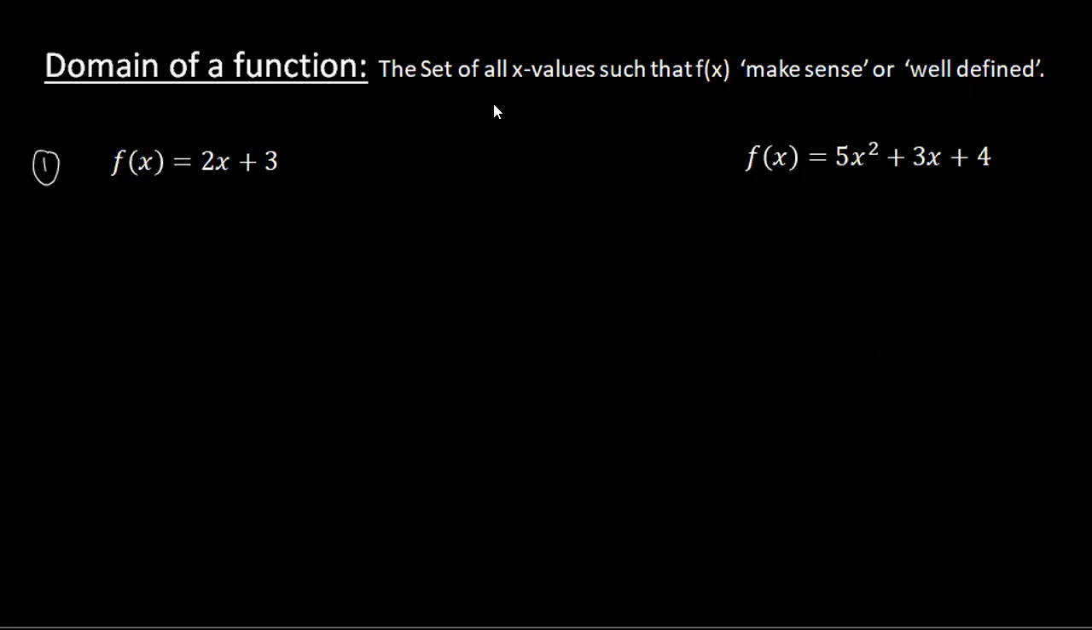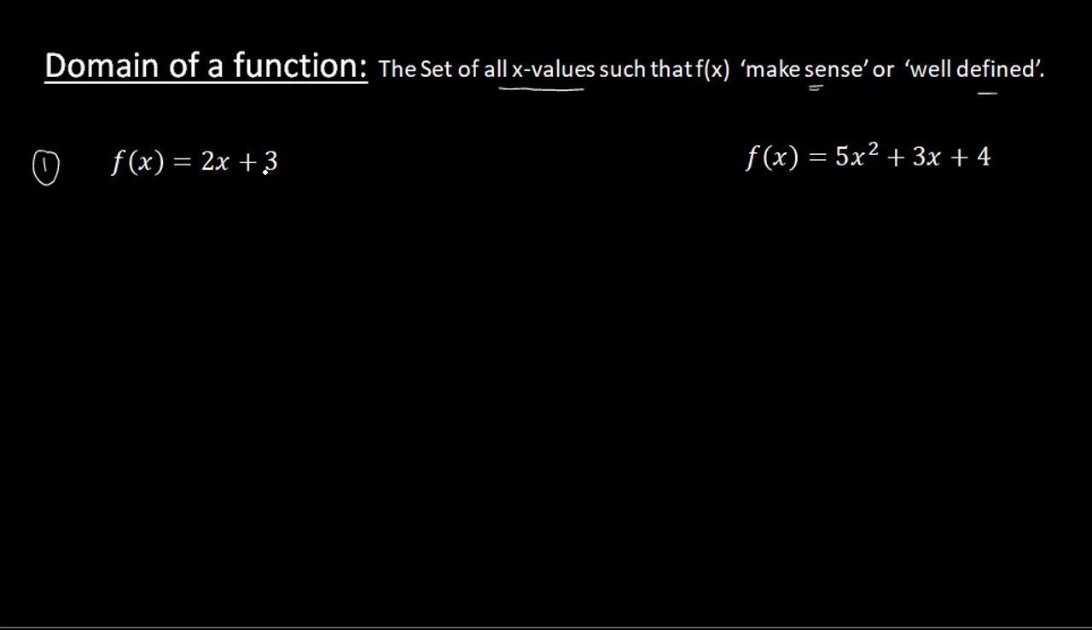The set of all x values such that f(x) is well defined or makes sense is called the domain of a function. Means, for all those x values for which f(x) is able to produce some real number is known as the domain of the function. For example, here we have two functions.